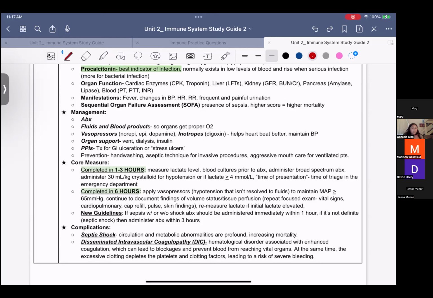If we're looking at organ function, the cardiac enzymes, CPK and troponin, you're going to see those elevated because they're working harder, right? We know the liver, so LFTs, AST and ALT, are going to be out of normal range because there's some dysfunction there. Kidneys, same thing: BUN, creatinine, eGFR, those things.